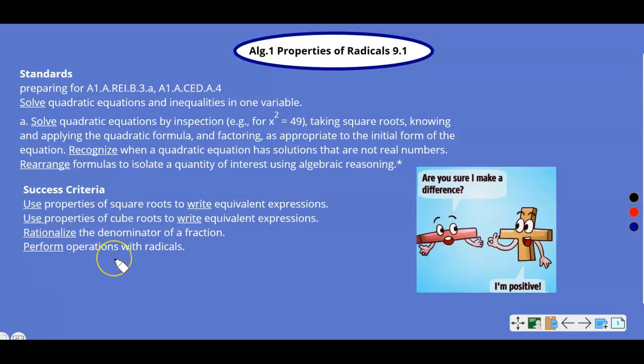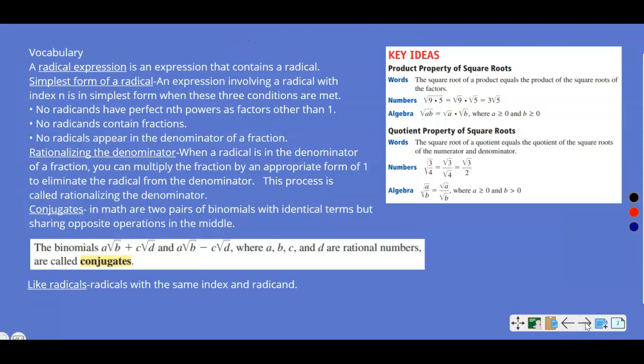So to be successful with this lesson, you need to be able to use properties of square roots to write equivalent expressions. You need to be able to use properties of cube roots to write equivalent expressions. You need to be able to rationalize the denominator of a fraction, and you need to be able to perform operations with radicals. All right, we have several vocab that's very important. Make sure you get these in your notes. What you need to do is just pause the video and copy them in your notes.